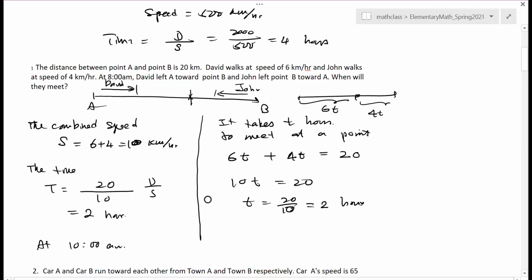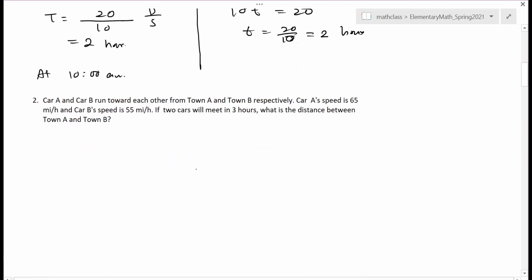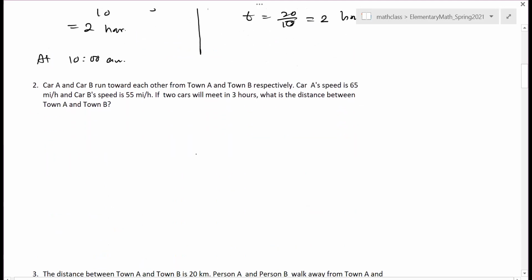Good job, kid. Okay. All right, so here's the second problem. It's a similar problem, and I wanted to do it, okay? Car A and car B run toward each other from town A and B. Car A's speed is 65 miles per hour, car B's speed is 55 miles per hour. If the two cars meet, this time the time is given. What is the distance between town A and B?